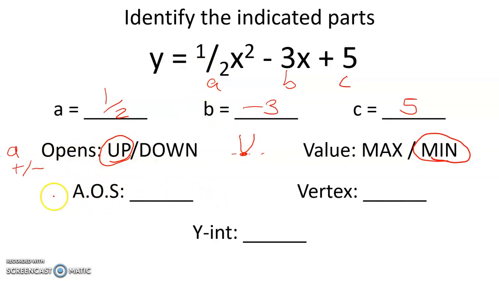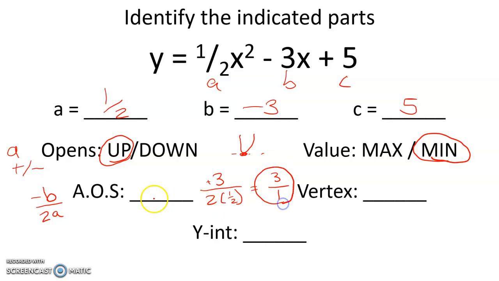Let's look at the axis of symmetry. Remember, here is my formula for axis of symmetry: negative b over 2 times a. I'm going to plug in my negative b value. Negative of negative 3 turns into positive 3 over 2 times my a value, which is 1/2. 2 times 1/2 is 1, so I get 3 over 1. Which means my axis of symmetry is x equals 3 over 1, which is just 3.